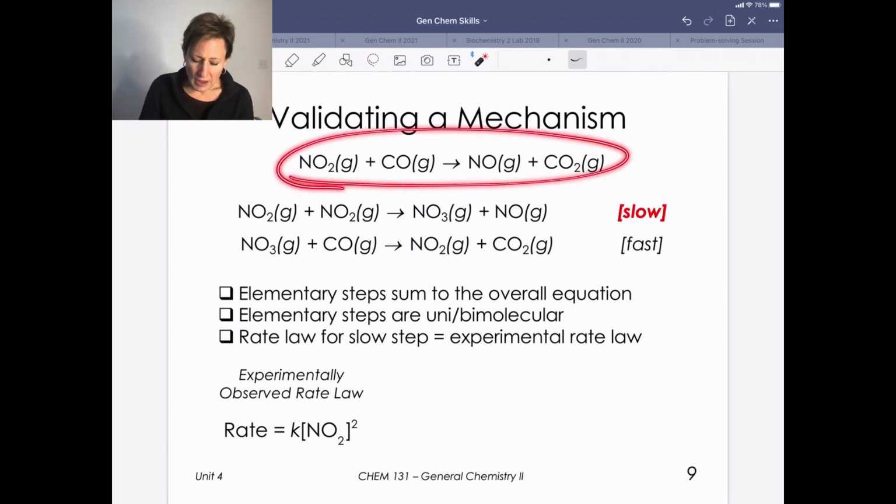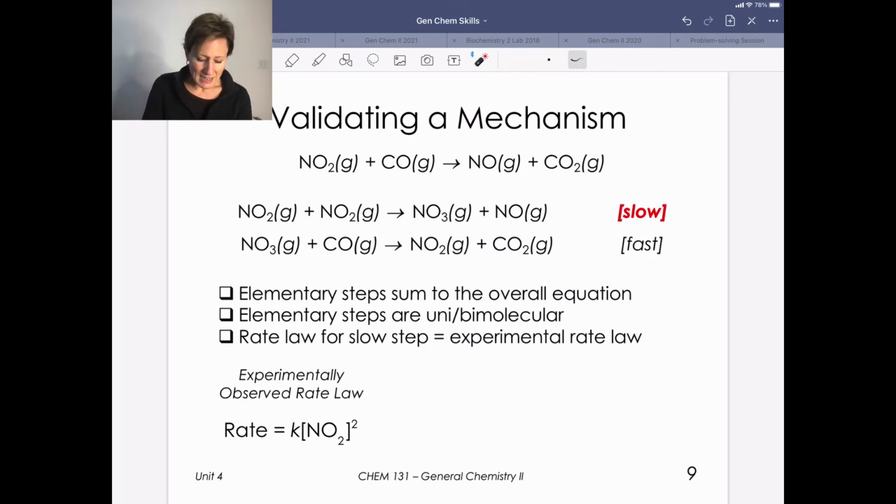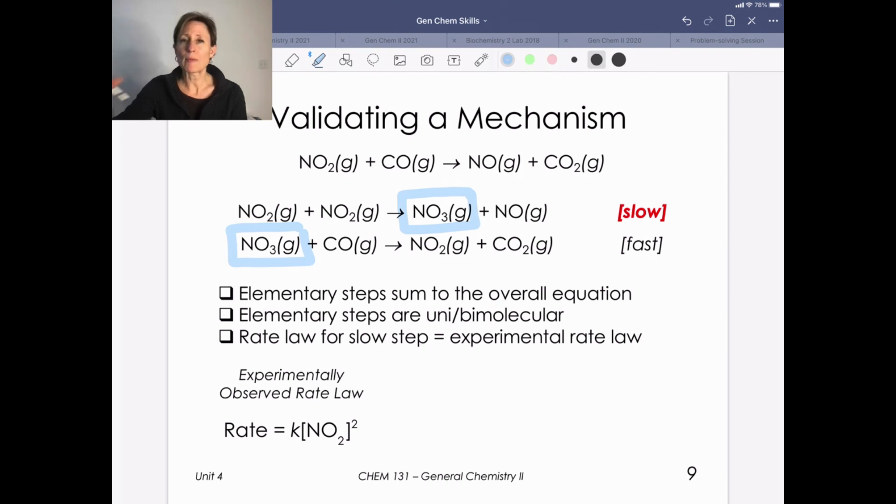All right, so let's practice that with a real problem here. Here is the overall chemical reaction that we're looking at, and here is a proposed mechanism. We've got a slow step and then a fast step. In the slow step, we've got 2 NO2 molecules that are reacting to generate NO3 and NO. In our second step, we have NO3, which I'm going to box here. This is an intermediate. Do you see how it appears as a product of the first step and then as a reactant in the second step? So that's an intermediate. Now we have NO3 reacting with CO to generate an NO2 molecule and CO2.